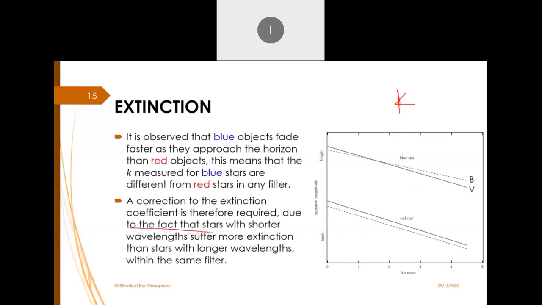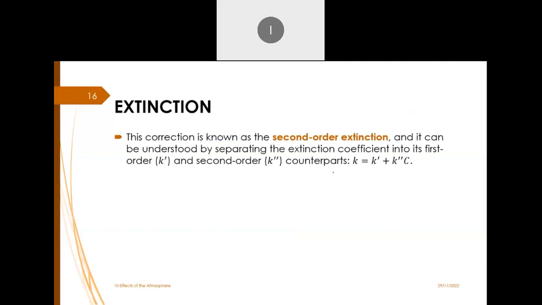This is due to the fact that stars with shorter wavelength suffer more extinction than stars with longer wavelength within the same filter. As stated in the previous slide, which one is the long wavelength, blue star or red star? You can review in the previous lecture. This correction is known as the second order extinction, and it can be understood by separating the extinction coefficient into its first order, K prime, and second order. This is the formula to relate it. Therefore we have V naught.